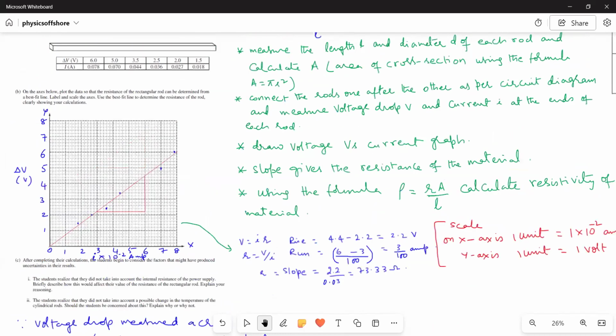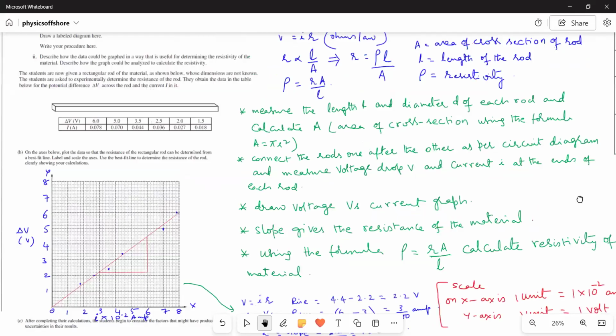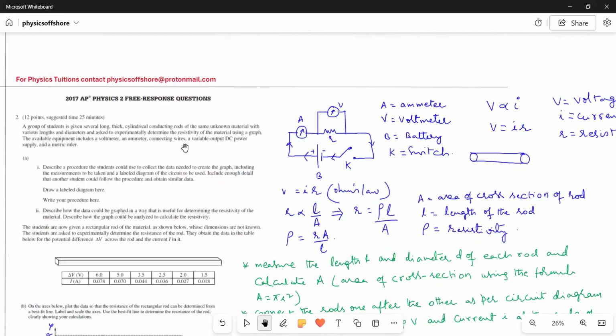Okay. Let us go to the question. Here you have to find out the resistivity of the material. Am I right? Yes, unknown material is given to you. And then using that one, you have to find out the resistivity. See here, this is the resistivity of the material. And using a graph, you have to draw a graph also.